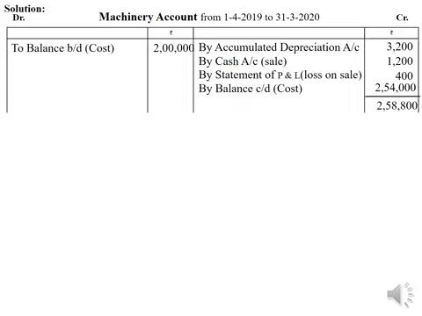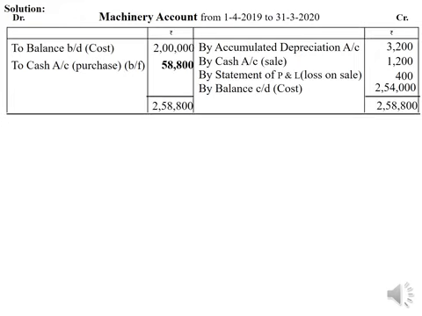2,58,800 is the credit balance. Total balance that has to be transferred to debit side. 2,58,800 compared with 2 lakhs leads to 58,800 debit side balance. So it should be treated as purchases and recorded as to cash account purchases balancing figure.